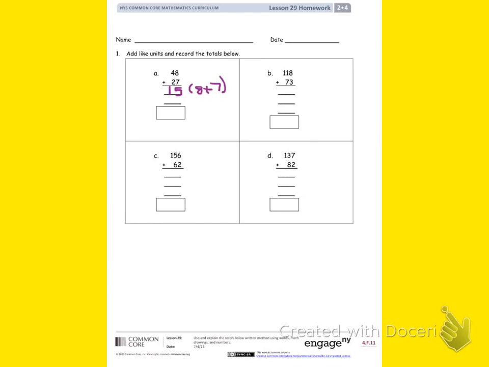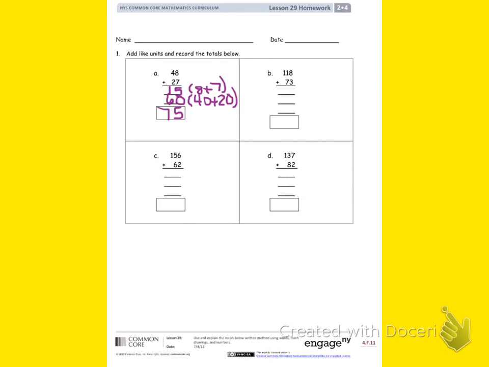Now we'll do the tens column. 4 tens plus 2 tens is the same thing as saying 40 plus 20, because 4 tens is 40 and 2 tens is 20. So 4 tens plus 2 tens equals 6 tens, or 60. 5 plus 0 is 5, and 1 plus 6 is 7.